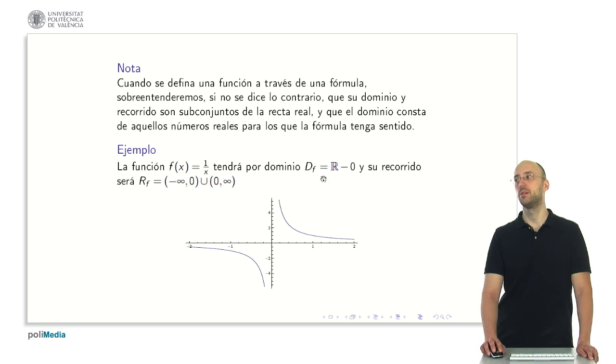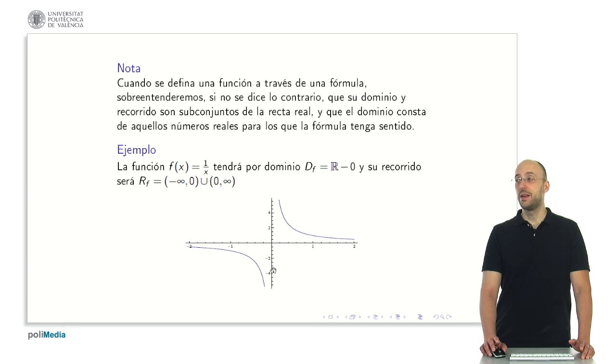Here is a notational error. It would be necessary to put the 0 between curly brackets because we are talking about sets. The domain, all real numbers except the 0. And the range. In this case, we should draw or represent the function. The function 1 divided by x has this graphic representation.